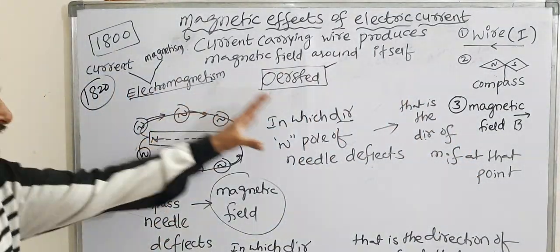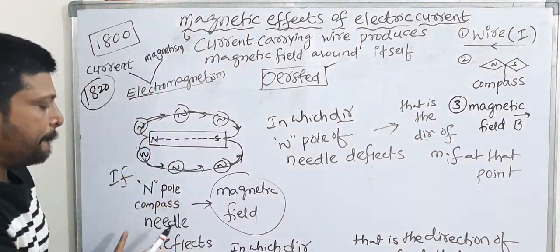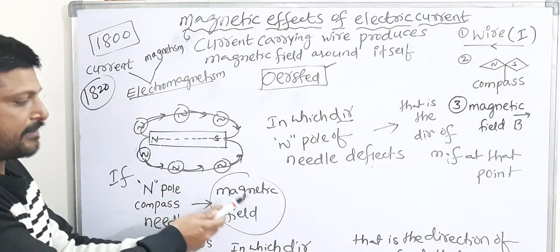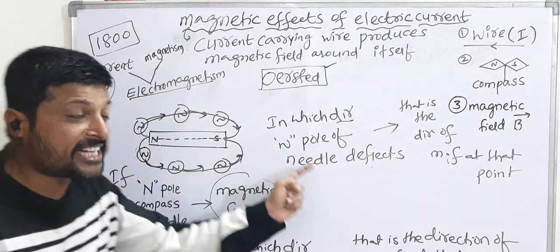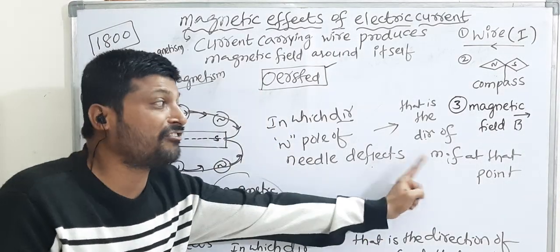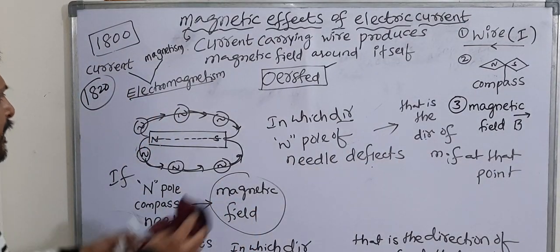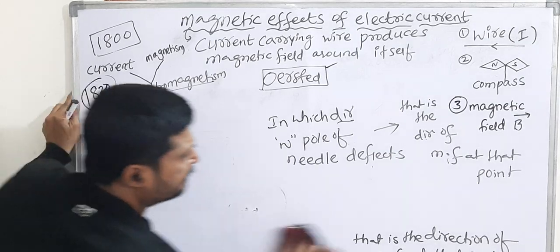So this is the introduction to the magnetic field. If the compass needle deflects, a magnetic field is there. In which direction the compass needle deflects, that is the direction of the magnetic field at that point. Right. Next, see here.